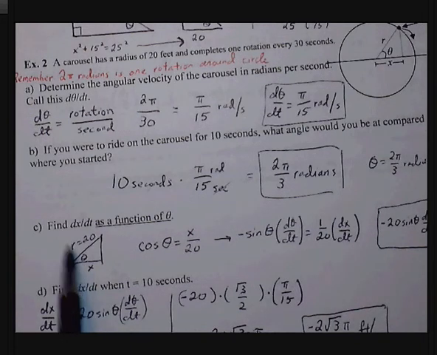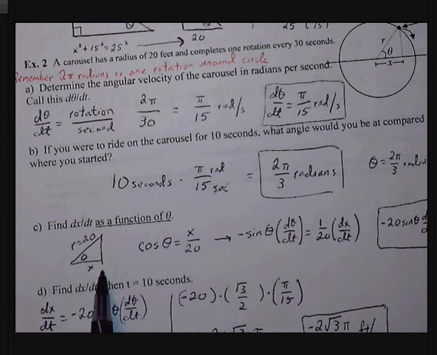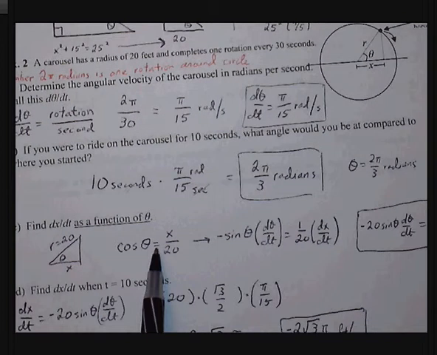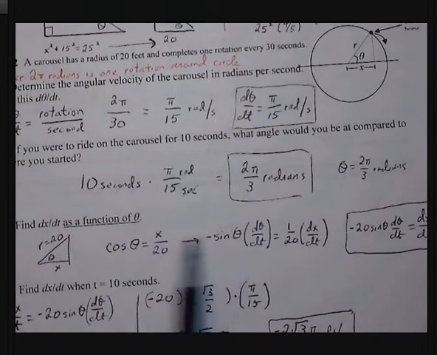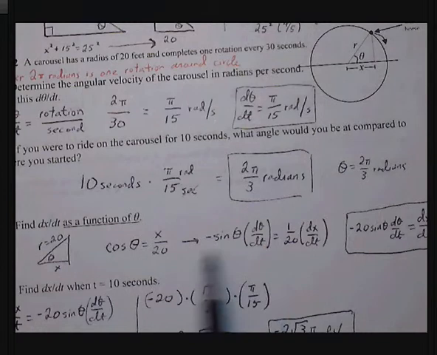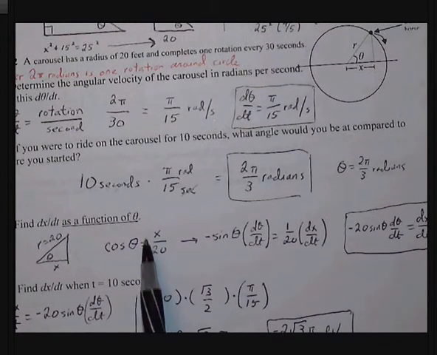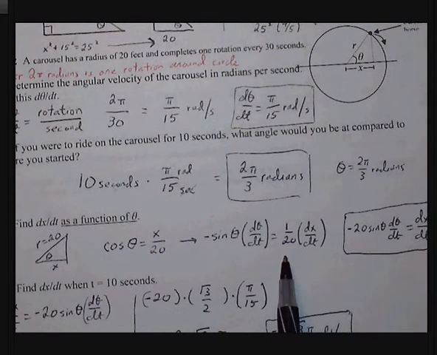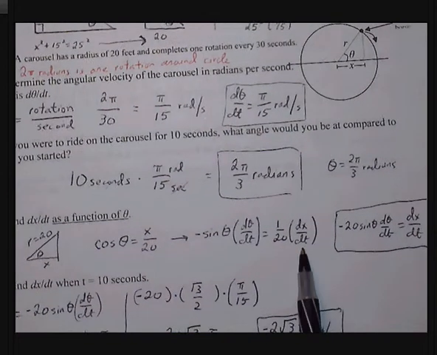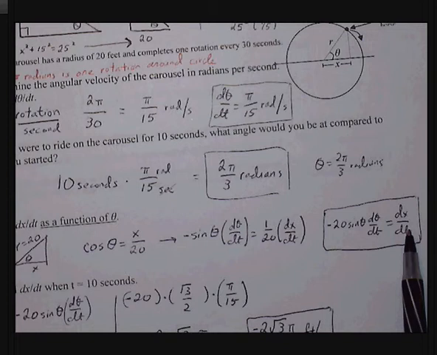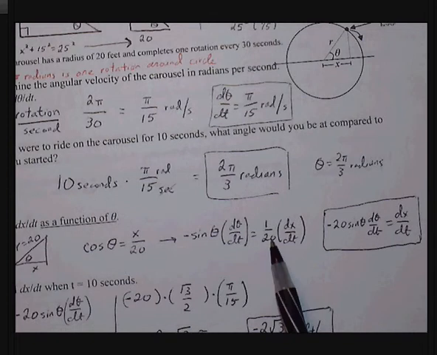Okay, we're trying to get to dx dt, so we've got to find the derivative. Cosine theta becomes negative sine of theta, d theta dt. X over 20 is the same thing as 1 over 20 times x. The derivative of that will just be 1 over 20. But because we're involving x's derivative, we have to attach dx dt. So to solve for dx dt, we just divide by 1 over 20 or multiply by 20. Negative 20 sine theta, d theta dt is equal to dx dt.